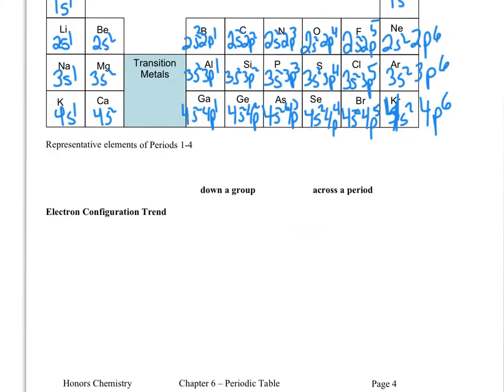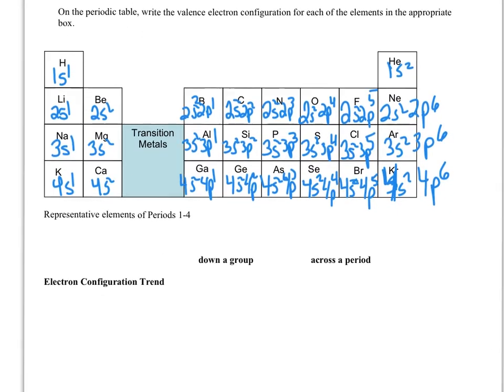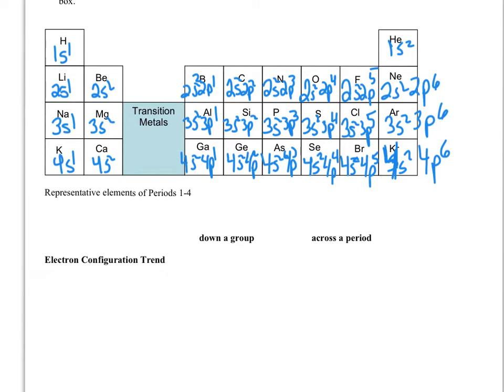So what do we see in the electron configurations as we go across a period and down a group? It looks like if we go down a group, it is the same valence electron configuration, just a different energy level. So you see 1s1, 2s1, 3s1, 4s1. Or for example here, 2s2, 2p4, 3s2, 3p4, 4s2, 4p4. So again, same valence electron configuration, just a different energy level.